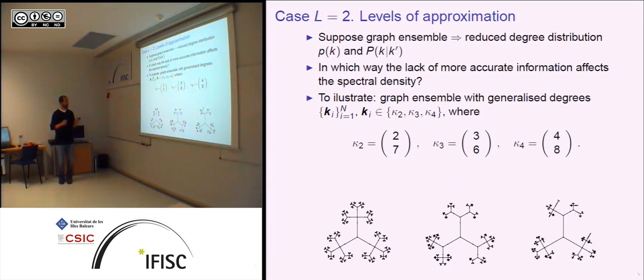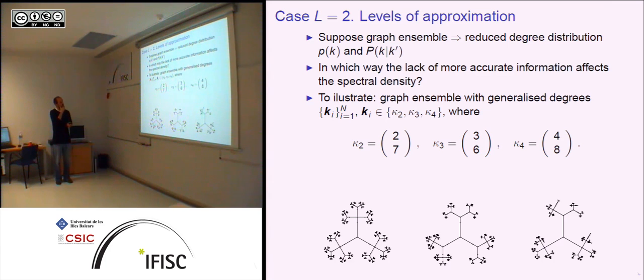In this next example, we have to understand the following. Suppose you have a given graph ensemble, but for some reason you are unable to see all the information. You can reduce the knowledge you have of the graph ensemble to just, let us say, the degree distribution and this conditional distribution. Then you would like to see how this lack of information is going to impact the spectral density compared with the exact description of the graph ensemble. And you see that it actually changes a lot. This example is very nice. This example is for n equal 2, and it works as follows.